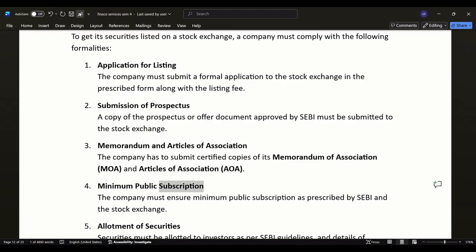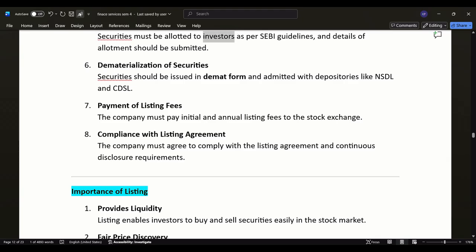Minimum public subscription. The company must ensure minimum public subscription as prescribed by SEBI and the stock exchange. Allotment of securities. Securities must be allotted to investors as per SEBI guidelines, and details of allotment should be submitted. Dematerialization of securities. Securities should be issued in demat form and admitted with depositories like NSDL and CDSL. Payment of listing fees. The company must pay initial and annual listing fees to the stock exchange. Compliance with listing agreement. The company must agree to comply with the listing agreement and continuous disclosure requirements.